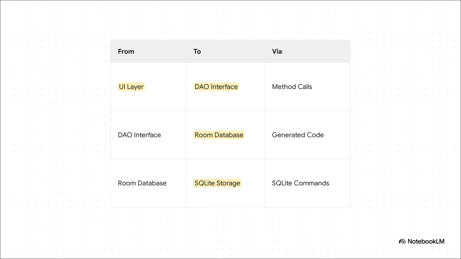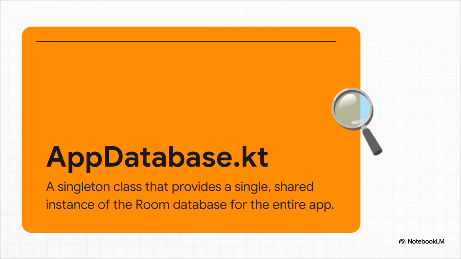That DAO interface then talks to the main Room database class. Room then takes over, using its auto-generated code to run the real SQLite commands that save the data on the device. Each layer only talks to the layer directly next to it. That separation is everything. And the thing that manages this whole connection is our app database class.